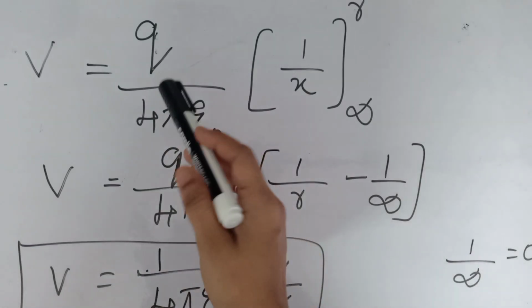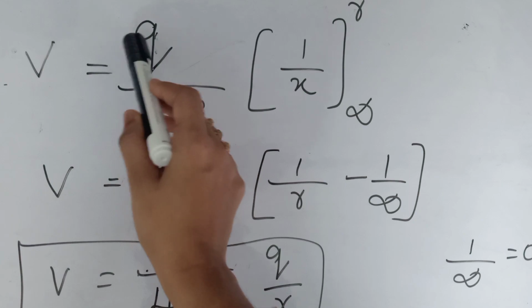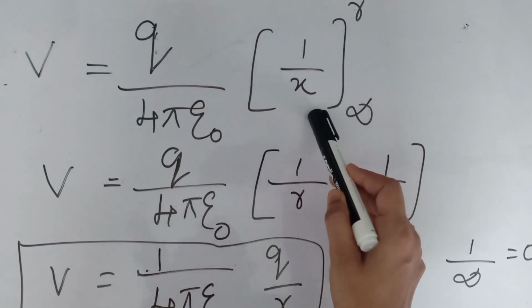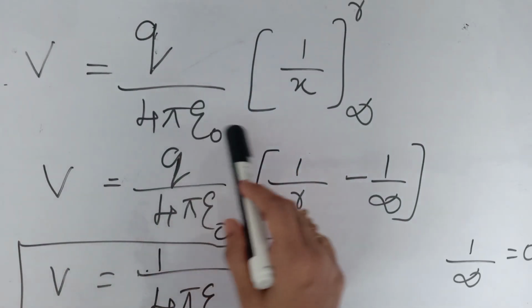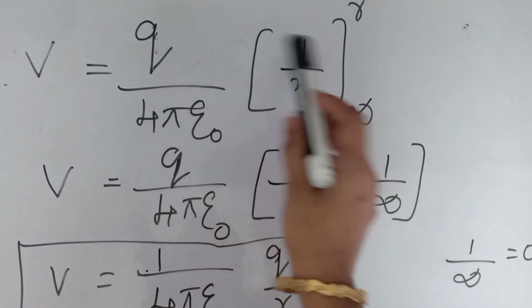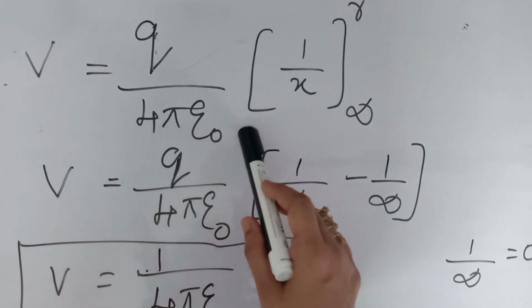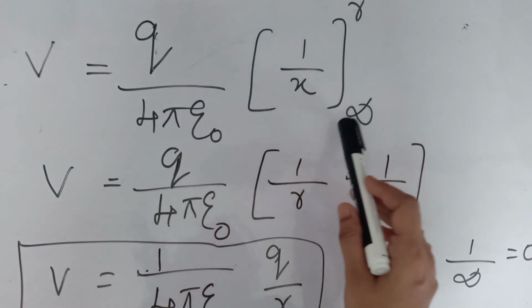How we can write now? Here there was minus Q and minus 1 by x, right? So that will get cancelled. Then this will be plus Q by 4 pi epsilon 0. Clear? So both will get cancelled. Then Q by 4 pi epsilon 0 1 by x within the limit infinity to R.